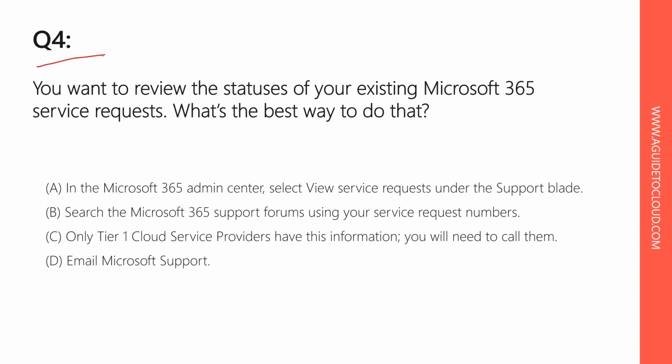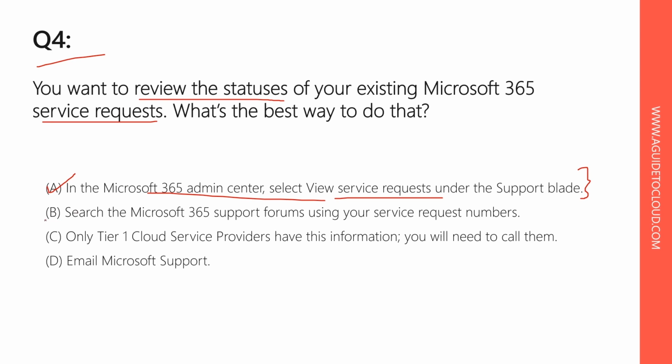You want to review the status of your existing Office 365 service request. What's the best way to do that? The key phrase here is that you want to review the status of your existing request. In the Microsoft 365 Admin Center, select View Requests under the support blade. That is the right answer, so I don't even have to read the other options. You go under the Office 365 Admin Center and click on View Your Service Requests under the support blade. So this is the right answer.